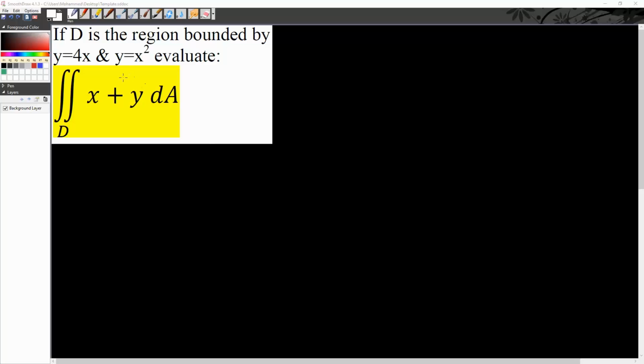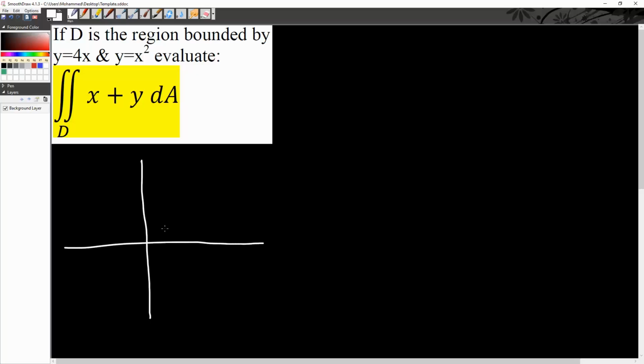Okay, in this problem, if D is the region bounded by y equals 4x and y equals x squared, we want to evaluate this double integral. So the first thing we're going to do is a quick sketch of y equals 4x and y equals x squared.